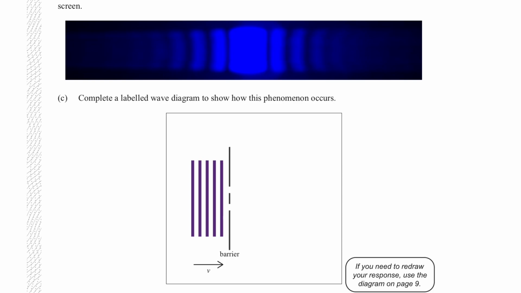Anyway, complete a labelled wave diagram to show how this phenomenon occurs. Okay, I'm not going to go through this in a lot of detail, but you've got the overlapping wave fronts, and where crests meet crests, you've got lines of constructive interference, where crest meets a trough, you've got lines of destructive interference, nodal lines, antinodal lines, all that stuff. Okay, so they're probably looking for nodal, antinodal in your labels.